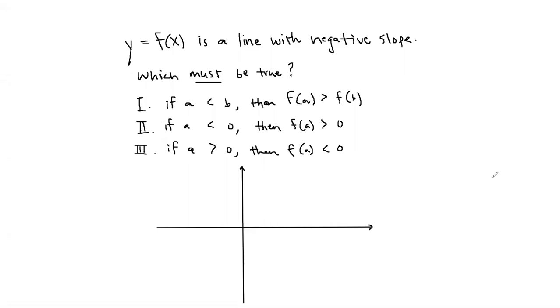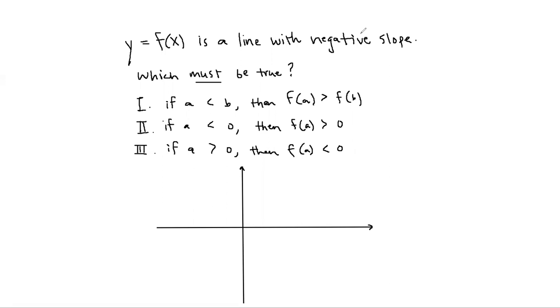Question 27 tells us that y equals f of x is a line with negative slope. Which must be true? We're given three options. Notice that this question is asking which must be true. This means that if you can come up with a case where one of these three options is true, it's not good enough to pick it as the answer, because you have to show that the option is true always. In other words, the option has to be true, not simply that it can be true.